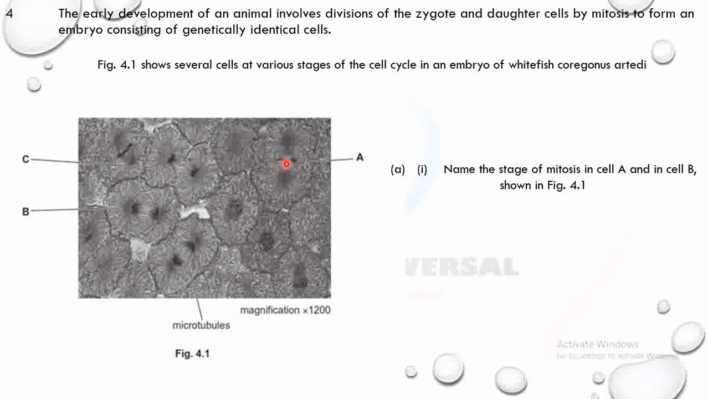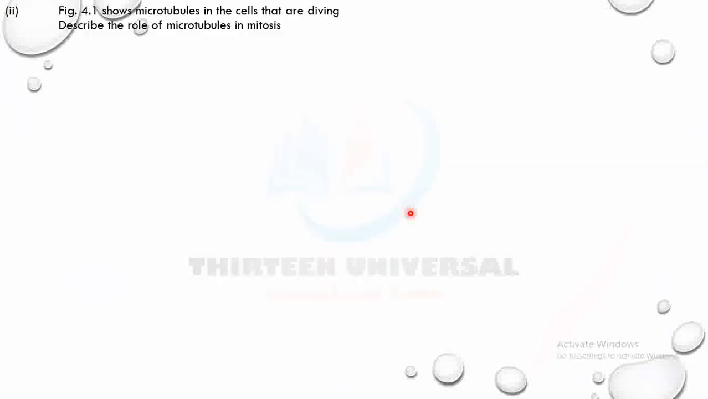Okay. Now cell B. Can you see that the chromosomes have started dividing? They started moving to opposite poles. So this should be anaphase. Okay, yes, anaphase. A is metaphase, B is anaphase. Fig 4.1 shows microtubules in the cells that are dividing. Describe the role of microtubules in mitosis.